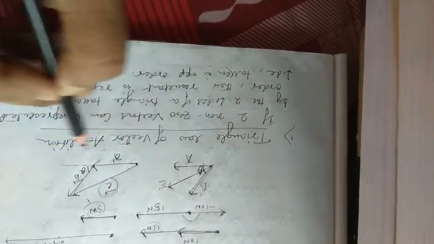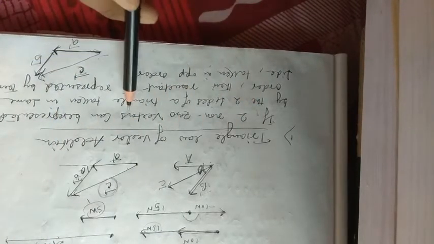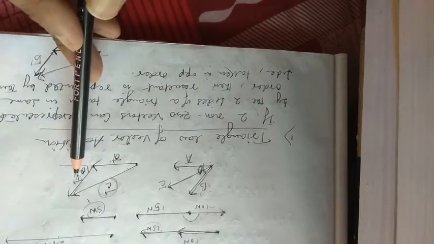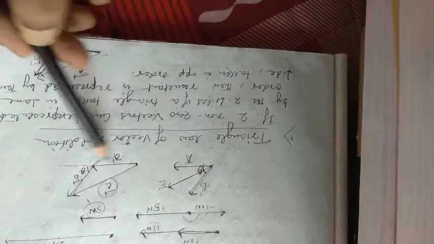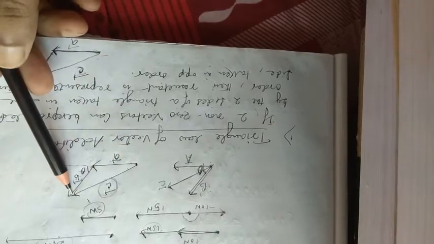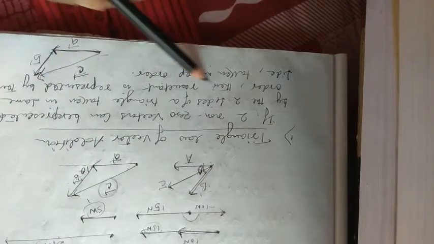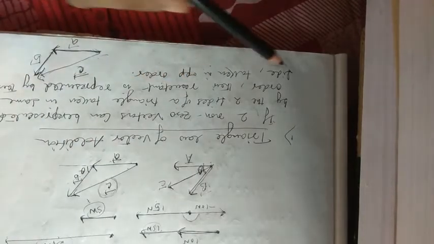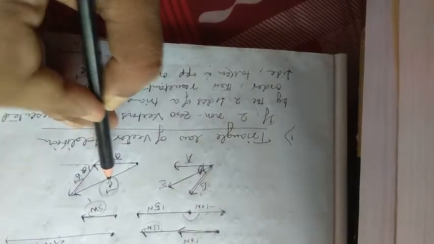Now this is the diagram for the triangle law of addition. Triangle law of vector addition: if two non-zero vectors, non-zero meaning the values of A and B should not be 0, can be represented by the two sides of a triangle, this is one side, this is the second side, taken in the same order, 1, 2, their resultant is represented by the third side.